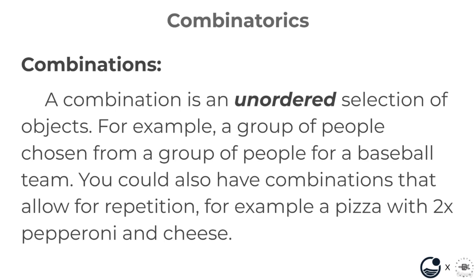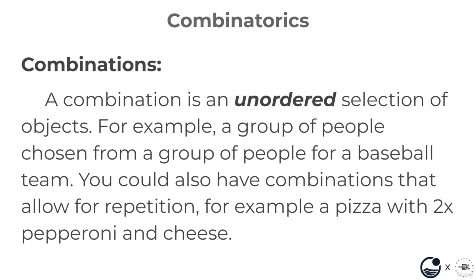Now let's move on to talking about combinations. A combination is an unordered selection of objects. Remember, for permutations, arrangement and ordering mattered. For combinations, it won't matter. So for example, a group of people chosen from a larger pool or group of people for a baseball team. As if you're picking teams for different soccer teams or baseball teams back in school, maybe you have a giant group of people and you start splitting them up into different combinations of teams.